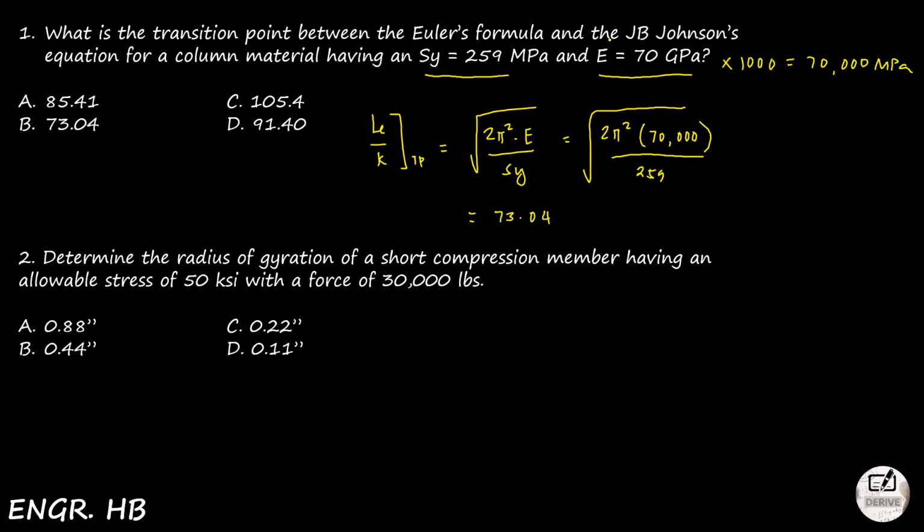So that was the transition point between the Euler's formula and the J.B. Johnson's equation. So parang lumalabas slenderness ratio mo. Kaya nga ibig sabihin ng transition point, di ba? Ang short column mo is ganito, 30 is less than slenderness ratio and less than 120. And since your transition point is 73, ibig sabihin ito daw yung point which is papunta na si Euler kay J.B. Johnson or the other way around. Okay? So the answer is 73.04.